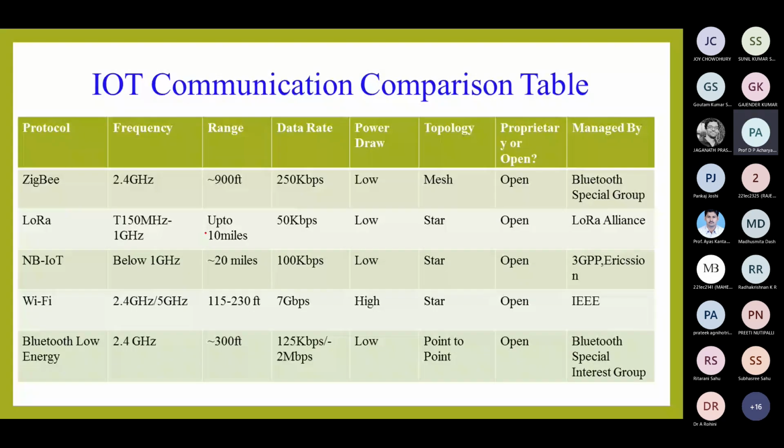Okay, this is somewhat of a comparison table. In fact, we have covered Zigbee, LoRa, Wi-Fi, Bluetooth Low Energy BLE. I have not covered NB-IoT, narrowband IoT. This narrowband IoT also gives a good range, nearly something more than LoRa. Communication happens at a high rate, power is less, star topology, then it's open. The best thing is that it's open. It's there in the 3GPP standard also. NB-IoT is there.